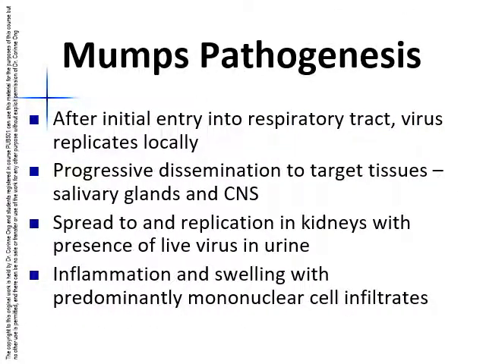After initial entry into the respiratory tract, the mumps virus replicates locally and progressively disseminates to target tissues such as the salivary glands and the central nervous system. Its spread and replication in the kidneys can result in live virus in urine specimens. The inflammation and swelling is predominantly due to mononuclear cell infiltrates.